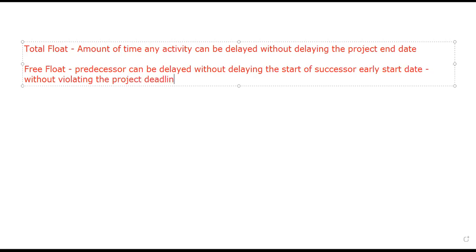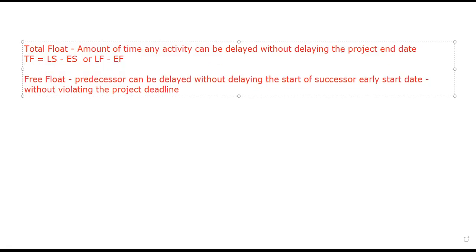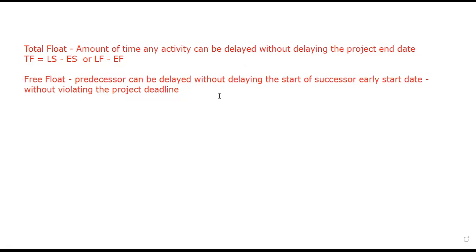We should finish on time. The formula for total float is equal to late start minus early start, or late finish minus early finish. That's how we calculate it. That's how we draw it.